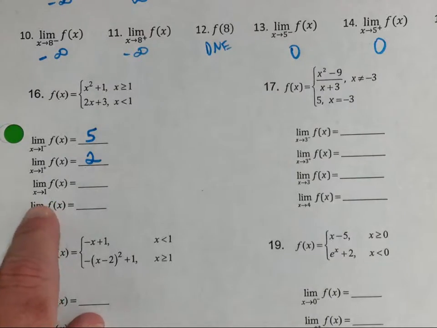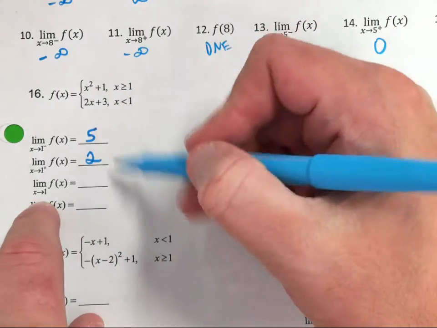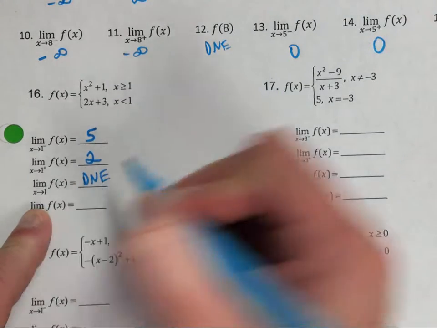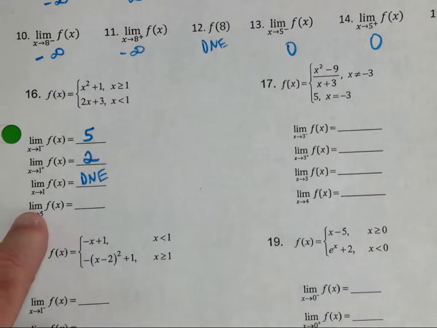Now I want the overall limit. Well, I just did the work. Are these the same? So what is your overall limit? I'm going to throw this in here.